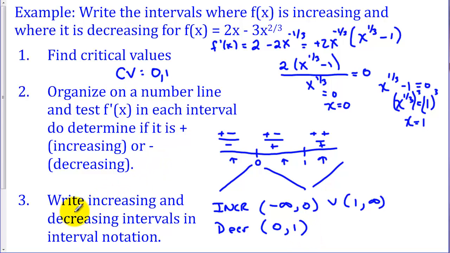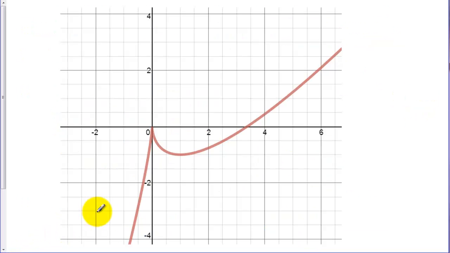Now I sketched a graph using a graphing utility of this function. It looks like this. So you can see here from negative infinity to 0, we're increasing. For a short period of time, we're decreasing, and then we're increasing. Now this point here, remember, 0 made the derivative undefined. This sharp point here is called a cusp, and we could draw an infinite number of tangent lines at that point. That's what causes our derivative to be undefined.